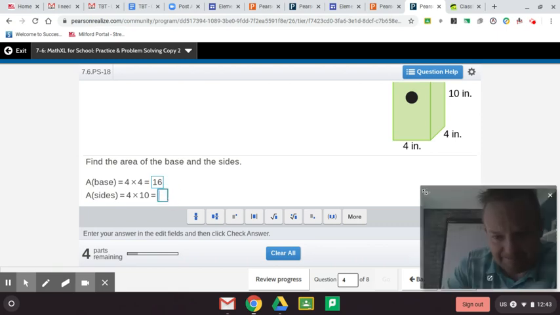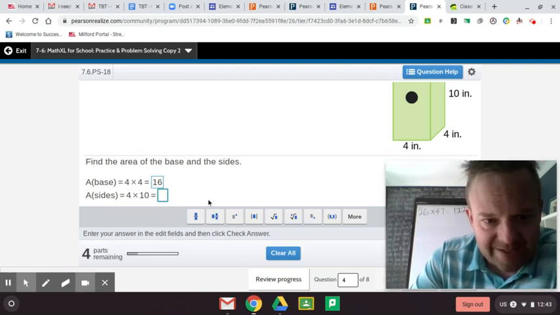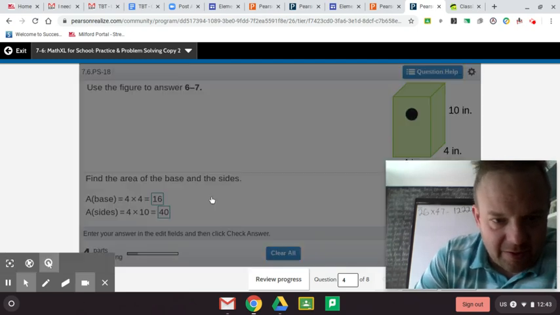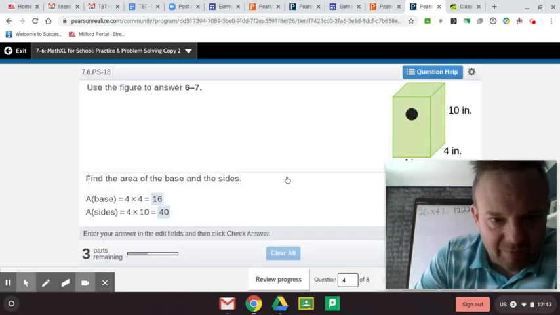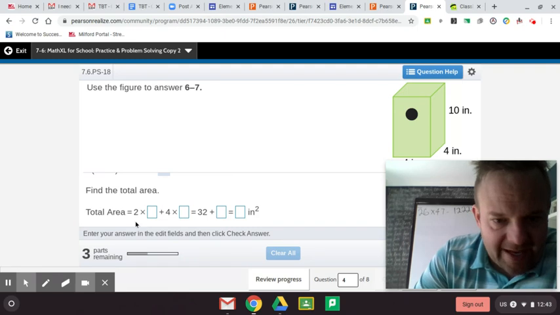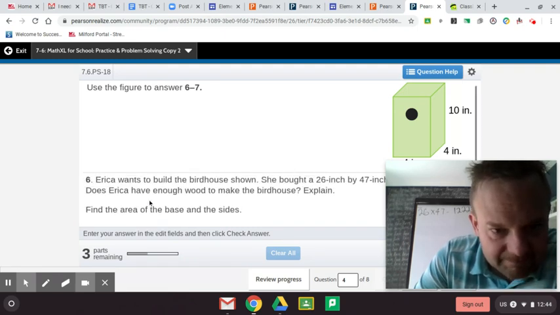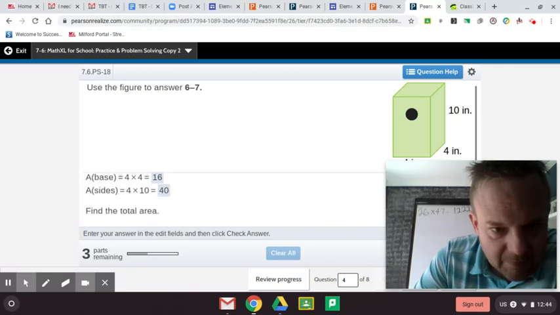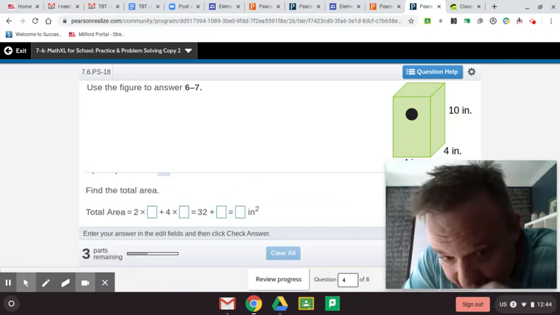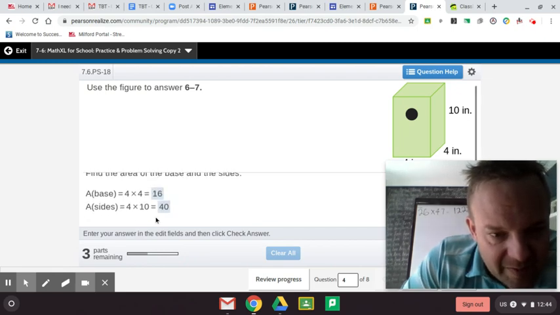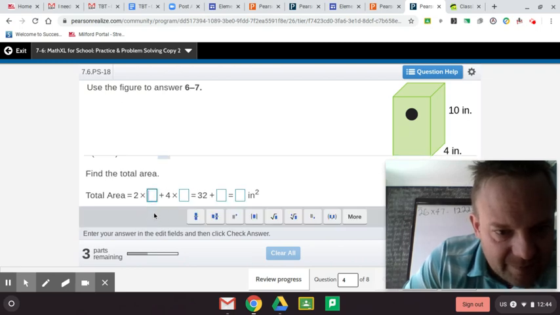The side is 4 times 10, and then we have 2 of those. Okay, so that's the first step. And now this is showing, find the total area. I can see why this one's a confusing one for you. 2 times, now remember we had 2 of these faces. 2 times 16, I think they want.